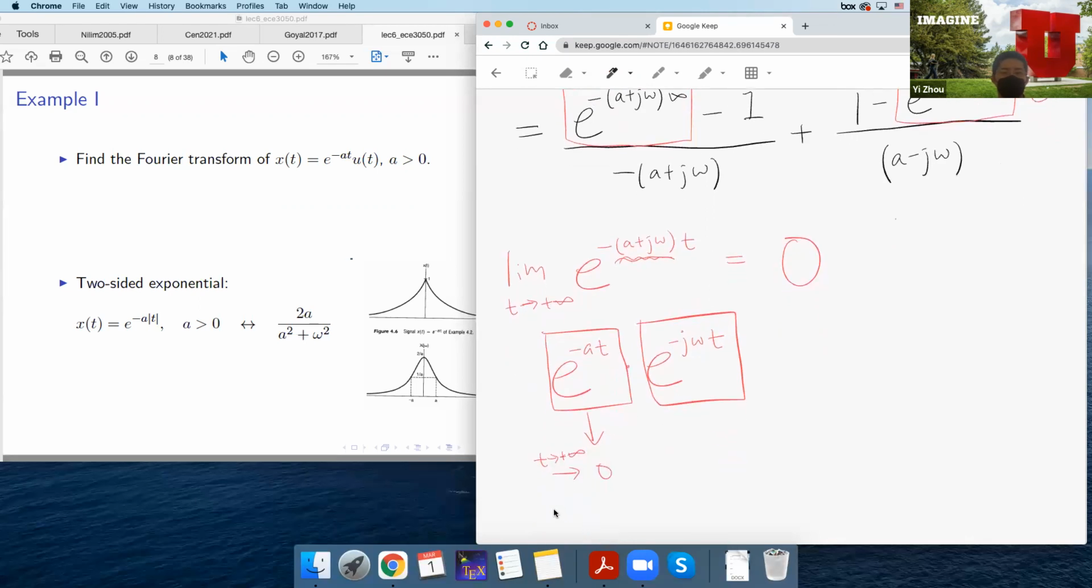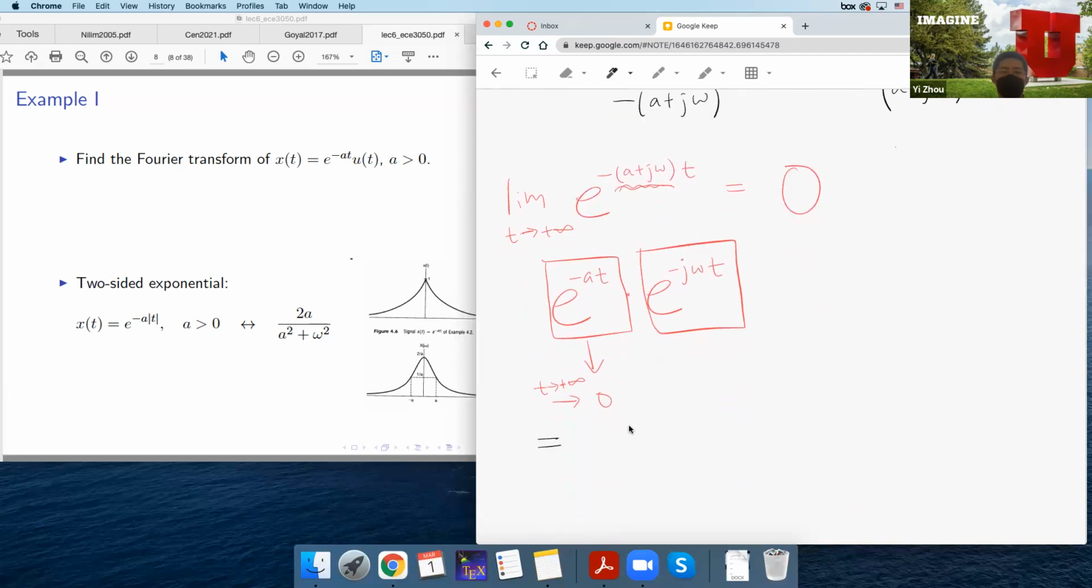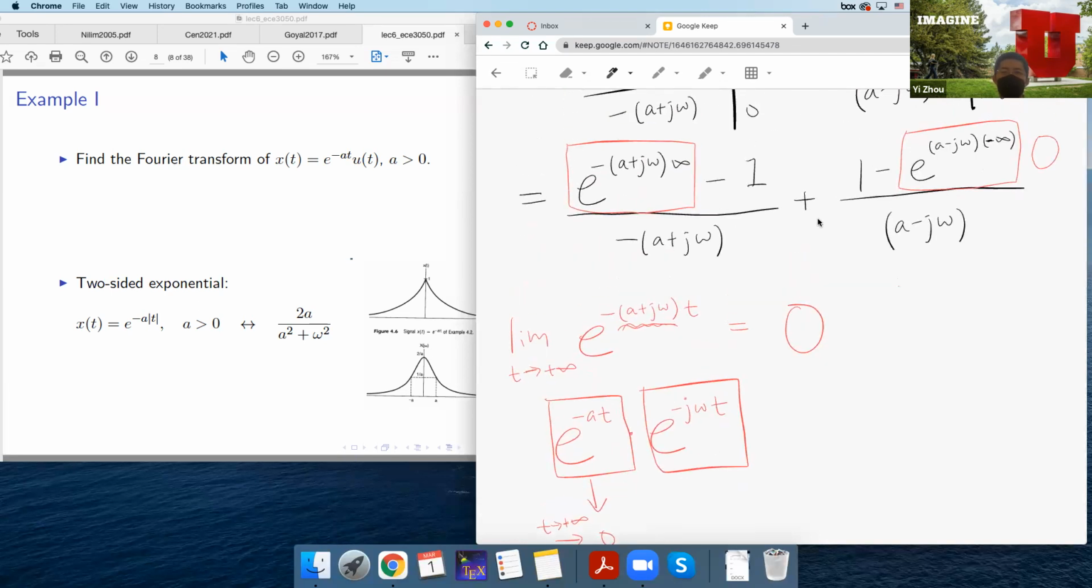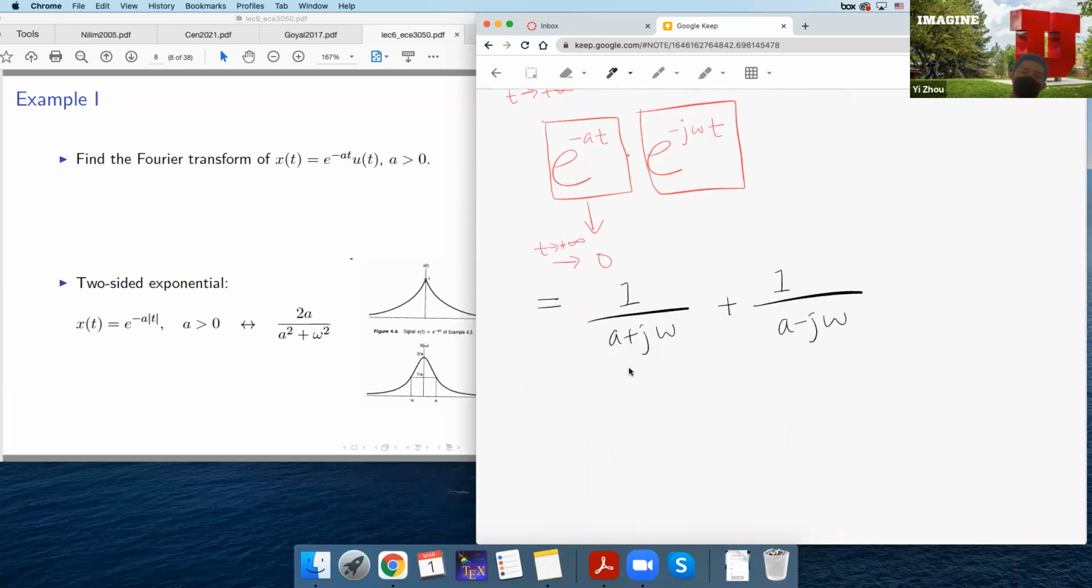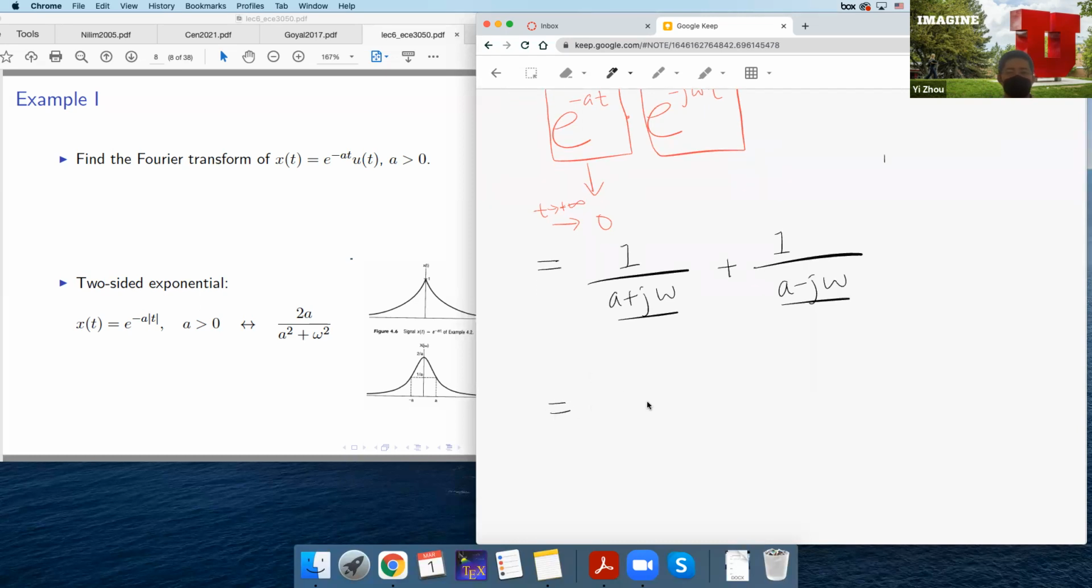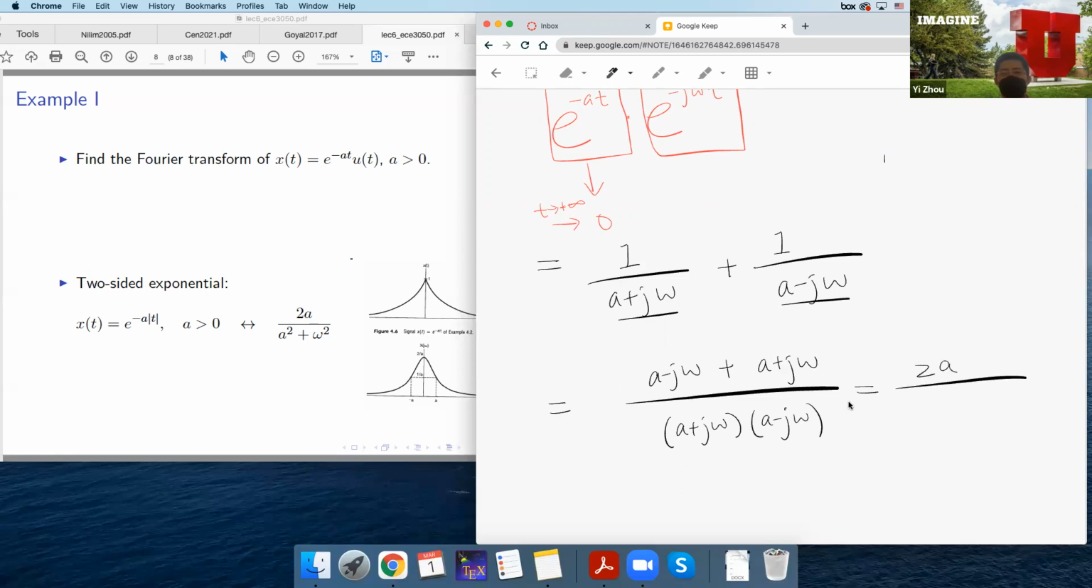And then this gives us a very simple result, which is 1 over a plus j omega plus 1 over a minus j omega. Because these two denominators have a special structure, they are conjugate to each other, you can do a further simplification. So you find the common factor. So this becomes a minus j omega plus a plus j omega, and then here you get 2a. And in the bottom, you have a complex number times its conjugate, so it's basically the square of the magnitude.